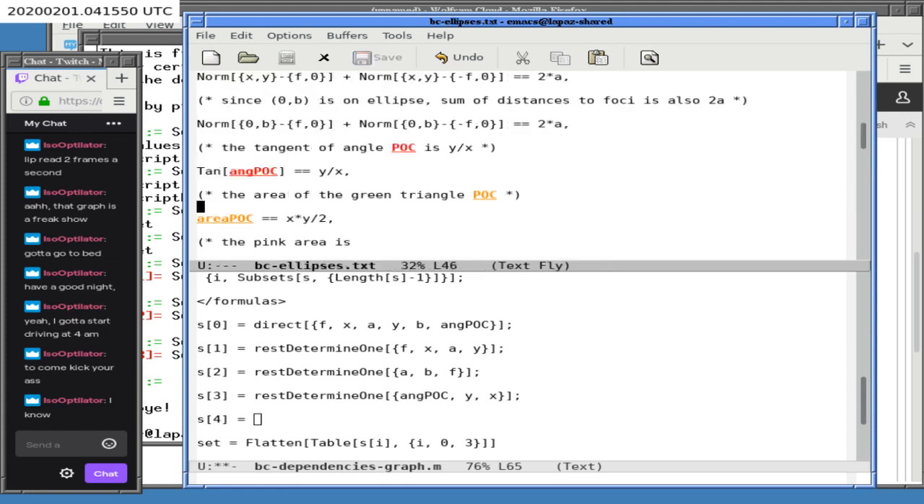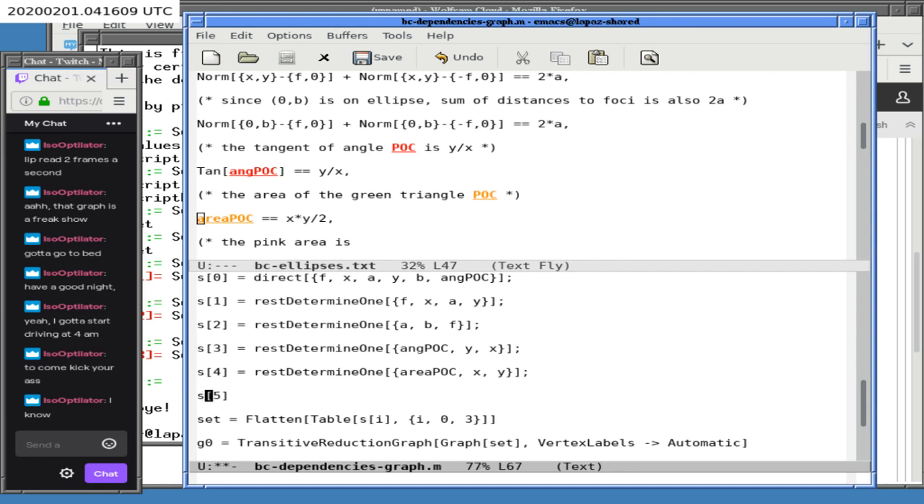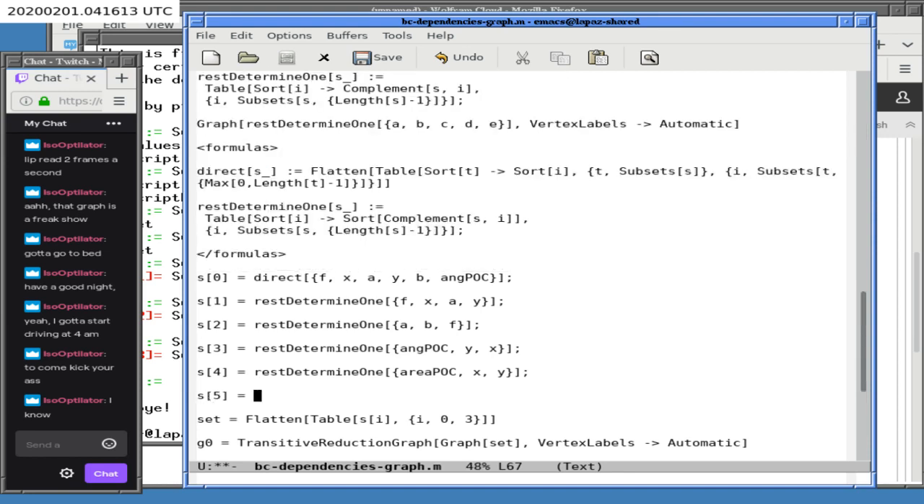All right. So the next thing we have here is area POC equals x times y over 2. Again, this is very clearly a determine one. Area POC, X and Y, and again, it doesn't matter what order I put them in because it will get sorted. And S5, okay, this is probably going to give us some new variables here. Oh, actually, hang on. Area POC is a new variable.